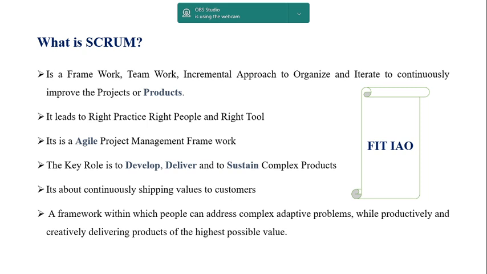Okay, we'll look into Scrum. What is it? What is Scrum? It's a framework, it's teamwork, an incremental approach to organize and iterate continuously, to improve projects and products. When I say projects and products, it is not only limited to the projects and products which we are considering in industry. We can use this kind of methodology in our daily life also.